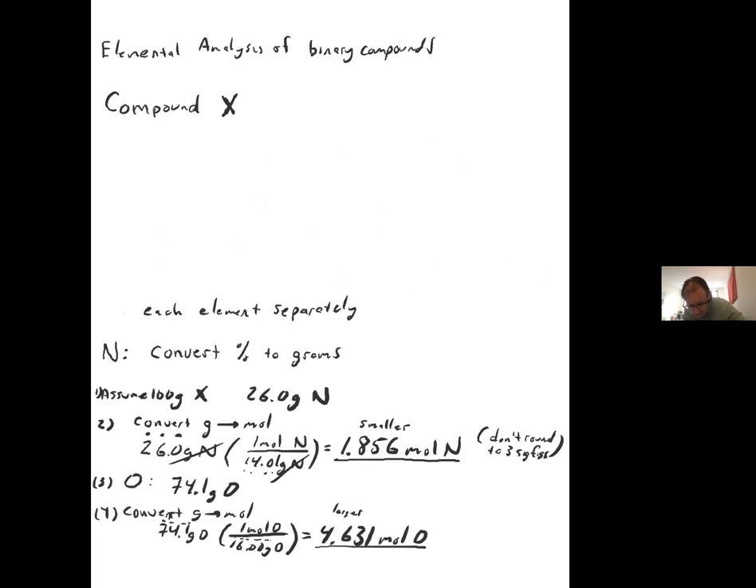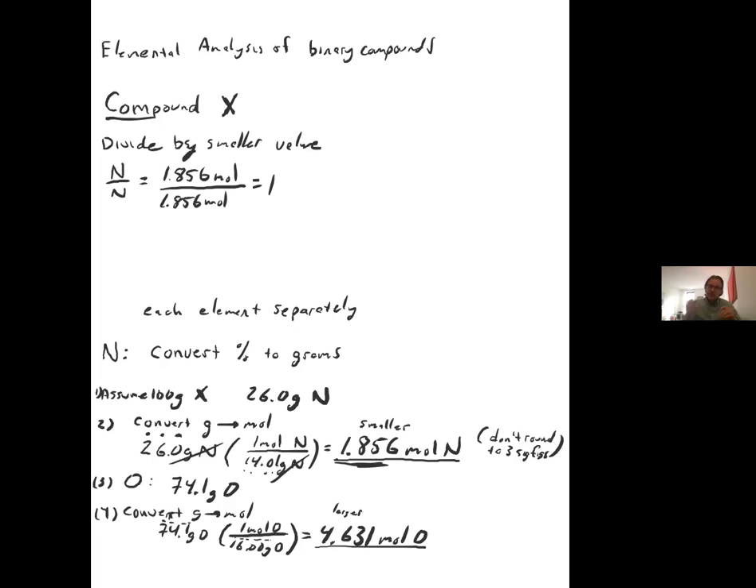So divide by the smaller. The smaller one is nitrogen. So what I'm going to do is take nitrogen and divide it by itself. That will give me a whole number for sure. It's going to give me 1, just dividing it by itself. So when you do this step, you'll always get 1 for the smaller one.